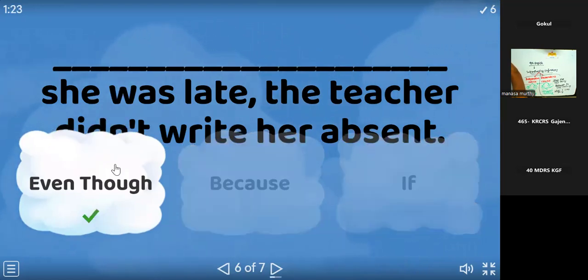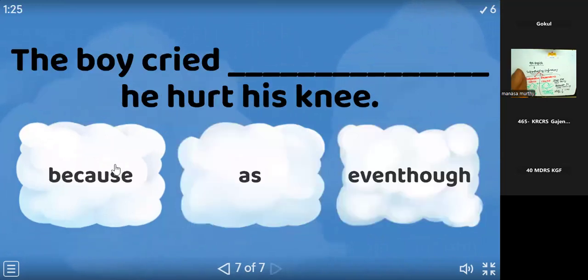Perfect. Last sentence. The boy cried, dash, he hurt his knee. The boy cried because he hurt his knee.